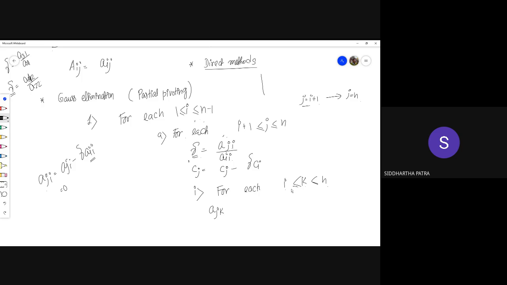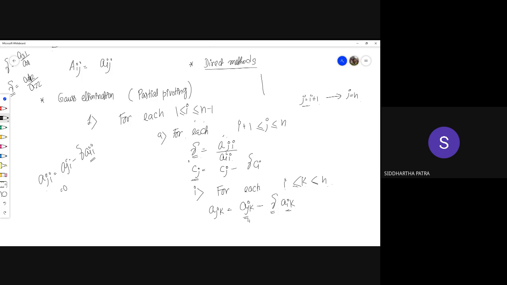Okay, so you need to do the subtraction operation for columns going from I to n, and also the constant term. So the modified AJK, after subtraction, would be AJK minus gamma times AIK. So you are subtracting the ith row multiplied with gamma from the jth row.